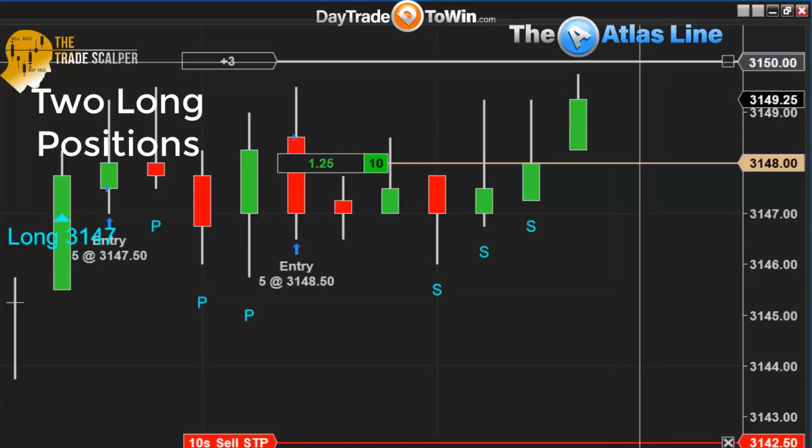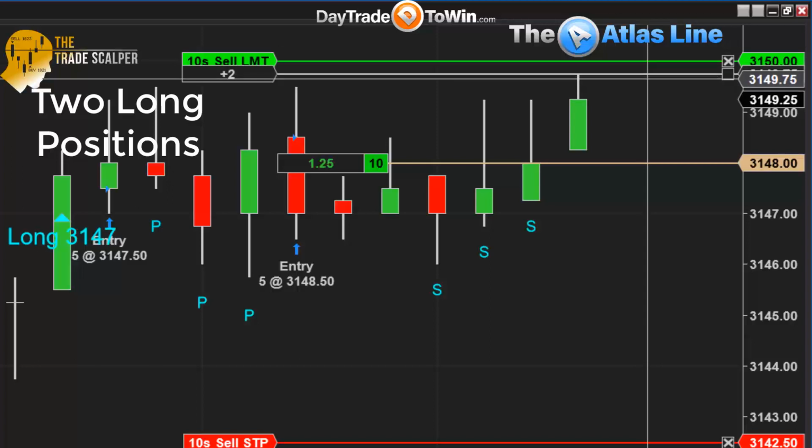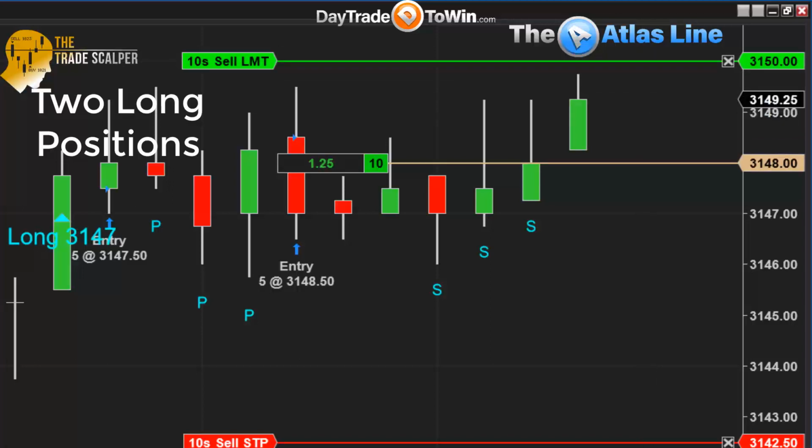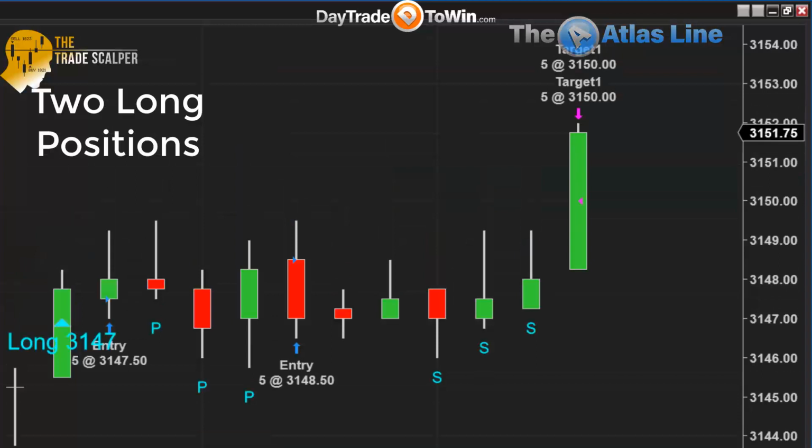31.50 is what I want. That equates to about 2 points, 8 ticks, minus any broker's commission, which is negligible nowadays. It's probably a couple dollars, and possibly any slippage. If you're using a market order or an MIT order, you may get a tick of slippage. I'm using a limit order there, and you see it just pushed through and went long.